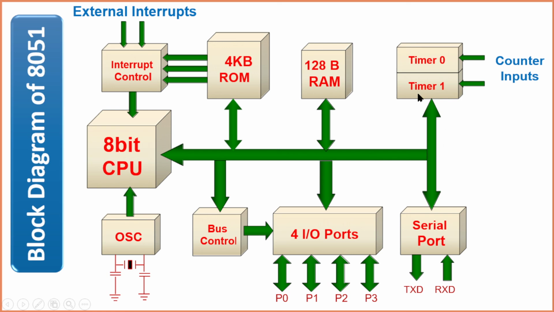Then we have 2 timers. Both are 16-bit wide. They will count the number of clock pulses given to them. So 16-bit means it will count 2 power 16, that is 65,536 clocks. Then 128 bytes of RAM for data handling, and 4 kilobytes of ROM for program storage.